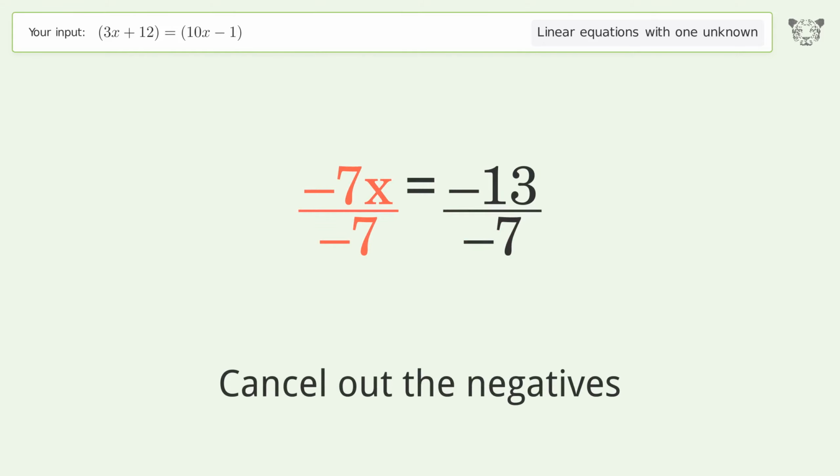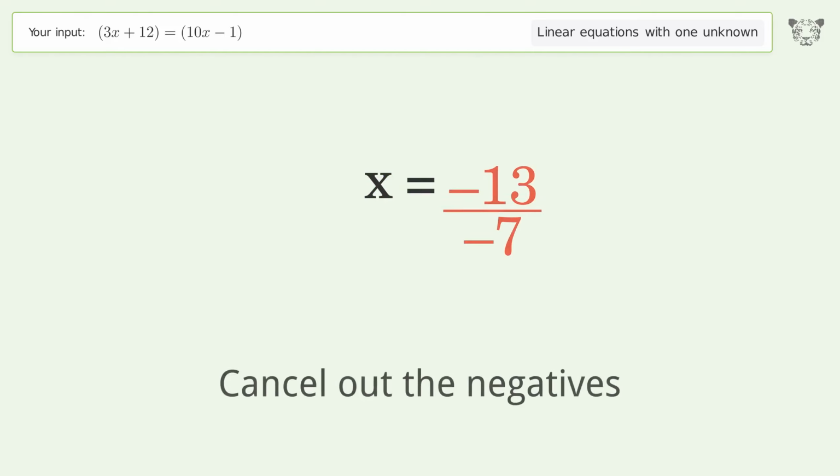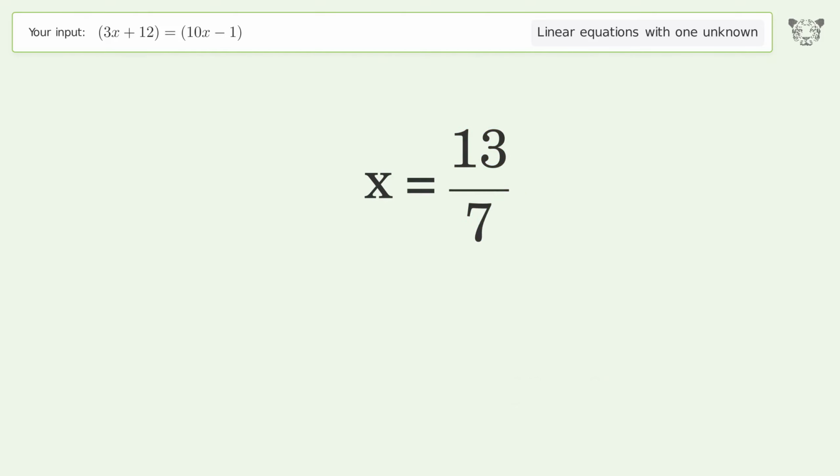Cancel out the negatives. Simplify the fraction. Cancel out the negatives. And so the final result is x equals 13/7.